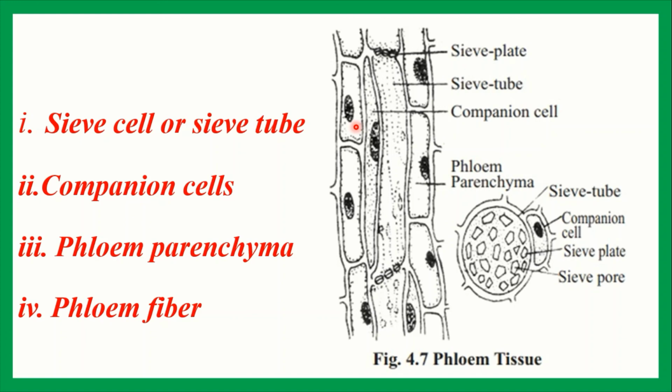Okay, everybody, this one is the description of phloem tissue. The main function of phloem tissue is to transport prepared food to all parts of the plant's body through sieve tube. Another is to give mechanical support and rigidity to the plant's parts. And another one is to store food if necessary.